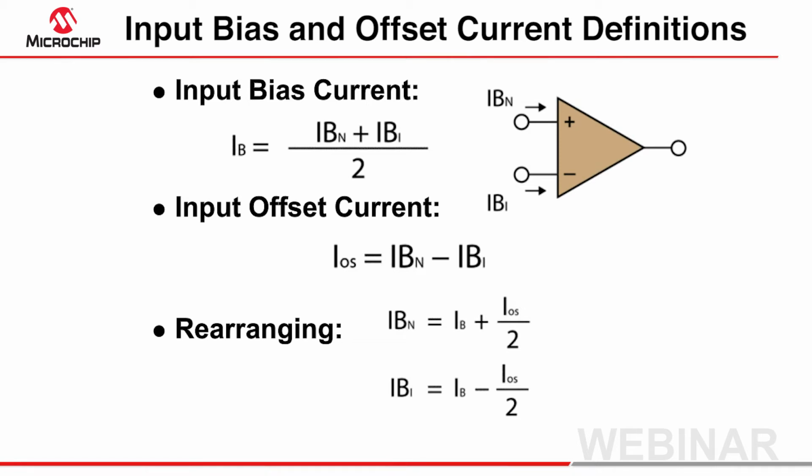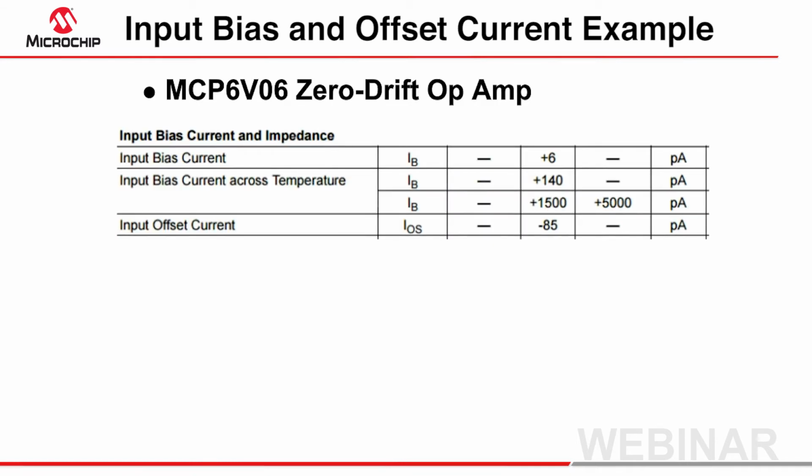With traditional operational amplifier input structures, the inputs are closely matched in terms of bias currents, so the offset is typically very, very small and hence can be ignored in most cases, meaning that the IOS over 2 term just falls out completely. However, for more complex architectures, such as a zero drift, this is not always the case. Take the MCP6V06 zero drift amplifier from Microchip. The datasheet for this device specifies a typical bias current of +6 picoamps at room temperature, but a typical input offset current of -85 picoamps at room temperature.